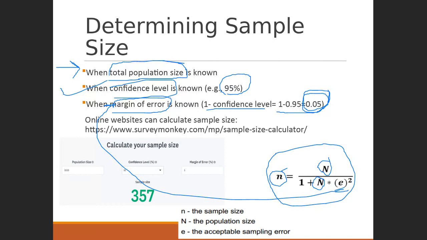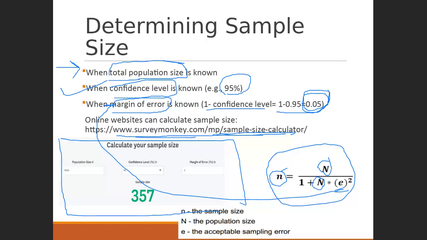For instance, I have given you a link of one search link, SurveyMonkey. You go to this website. On this particular link, it gives you this particular interface. This interface requires you to enter three information types: enter your population size, enter your confidence level, enter your margin of error, and just click OK, and they will give you a sample size.